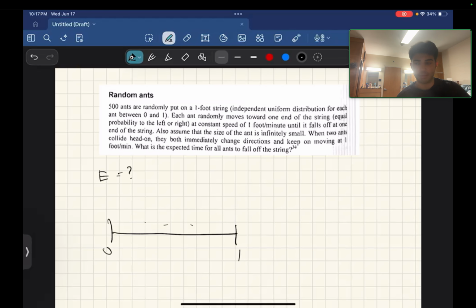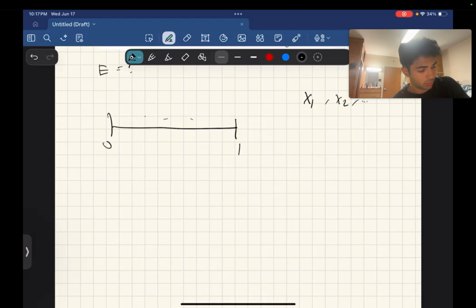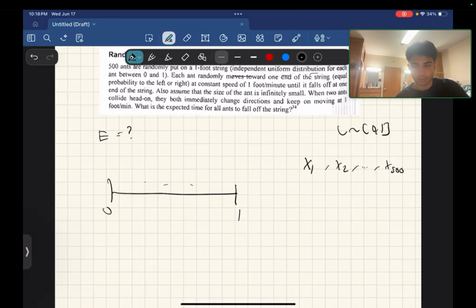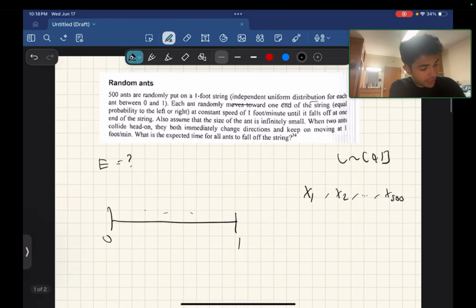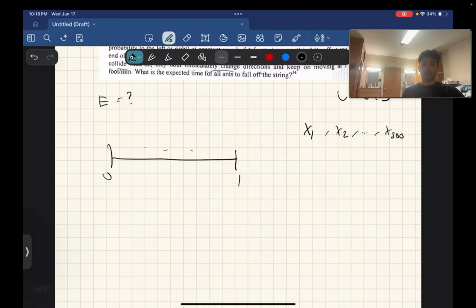And since we're given a hint here, independent uniform distribution, we're saying these are random variables. So we can say each ant is some random variable, and there's 500 of them. They all follow a uniform distribution from 0 to 1. Now, there's two important factors here we have to consider: the fact that when they collide head on, they change directions, and the fact that they move to the left or to the right. So first things first, let's consider the collisions.